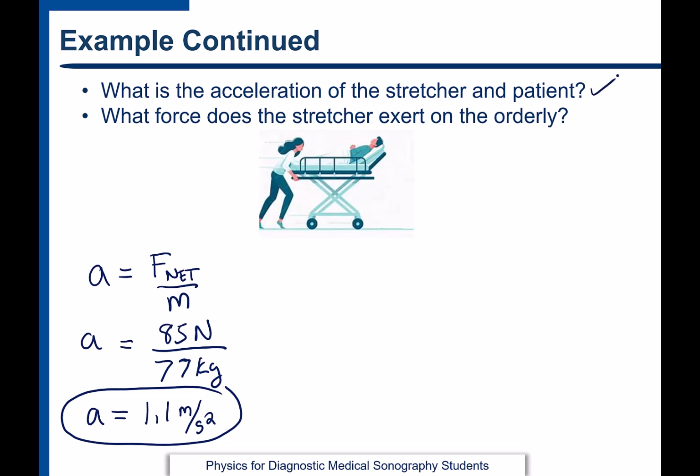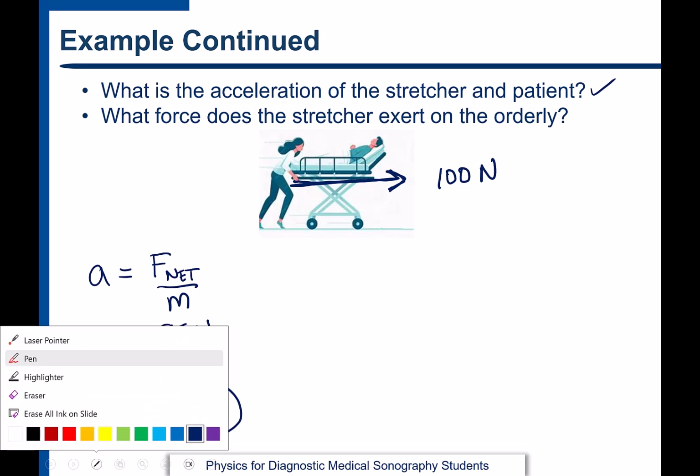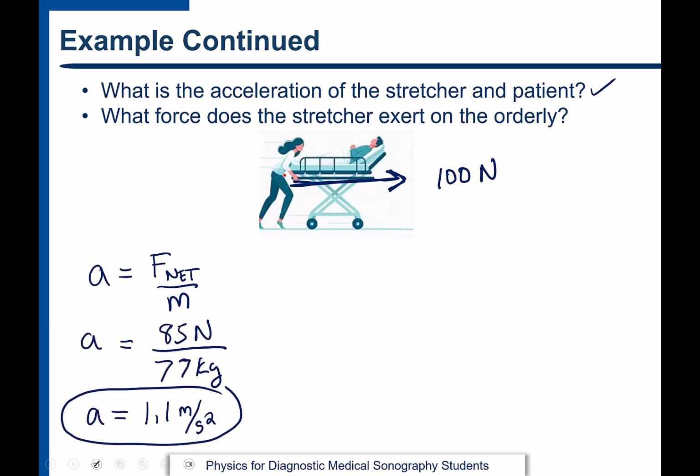And then the last question was, what force does the stretcher exert on the orderly? Well, this is an example of Newton's third law. Again, the orderly is exerting a force of 100 newtons to the right. From Newton's third law, the stretcher has to be exerting an equal and opposite force of 100 newtons to the left. And so our answer for that last question would be 100 newtons to the left.